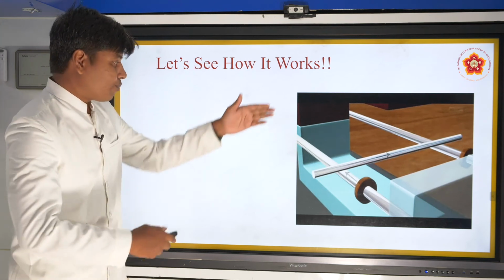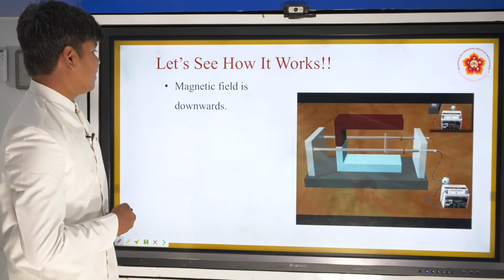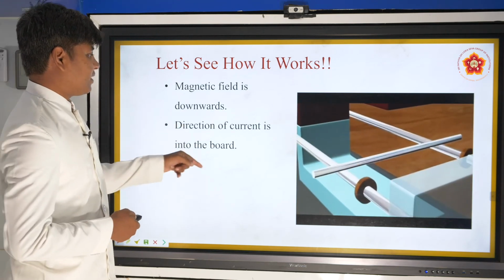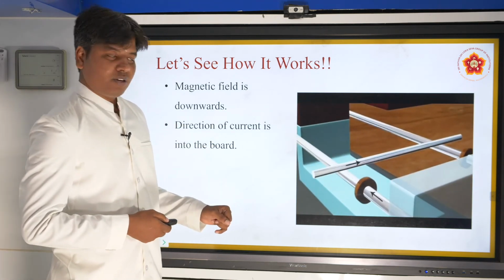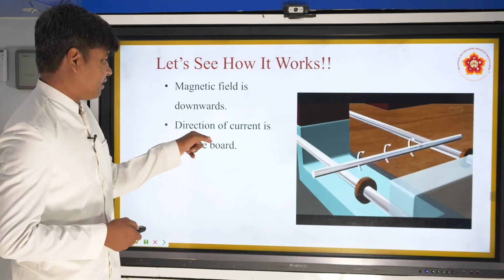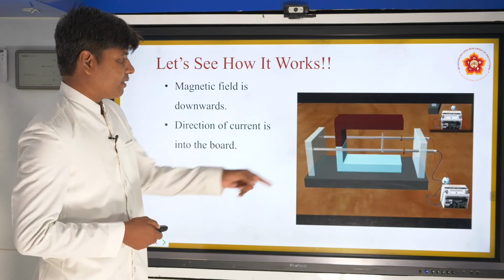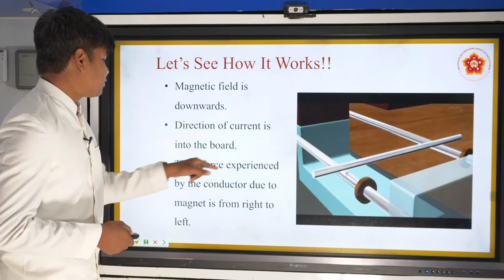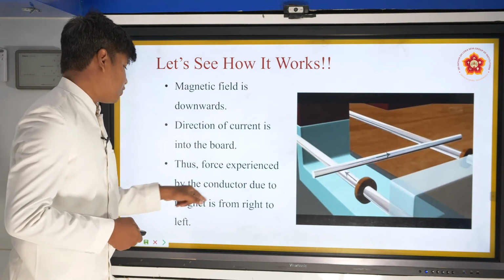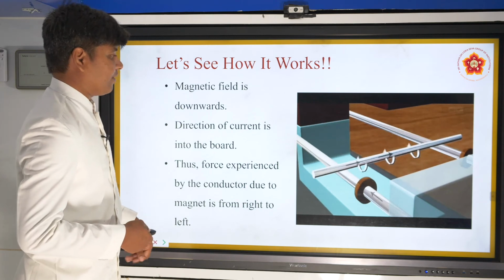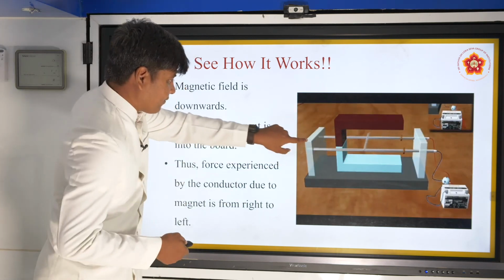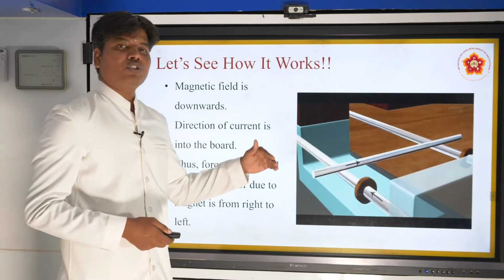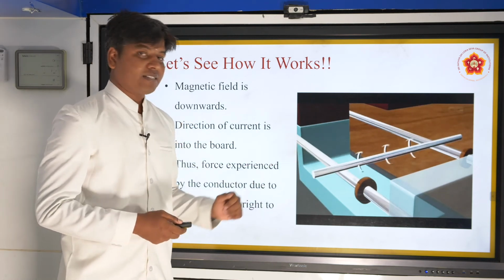And how can you boil down this? Magnetic field is downwards. Direction of the current is into the board. Okay, it refers to the frame, this frame into the board. Now thus the force experienced by the conductor due to the magnet is from right to left. Right to left. Understood? You can again number of times cross verify this. You will get the same answer.